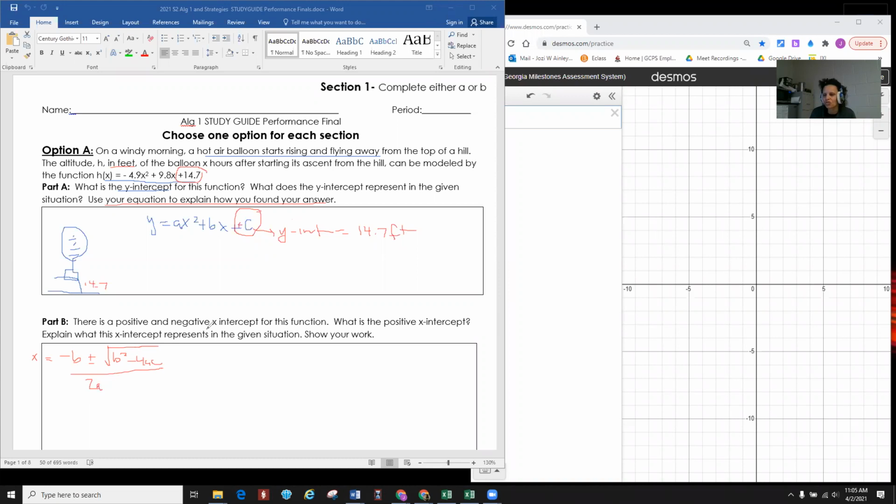Now, because it's saying show your work, you have to show your work. But I'm going to show you how to use the calculator just to double check that your work is correct. You can't just put it in the calculator and not show your work, because if you don't show your work, you don't get the credit.